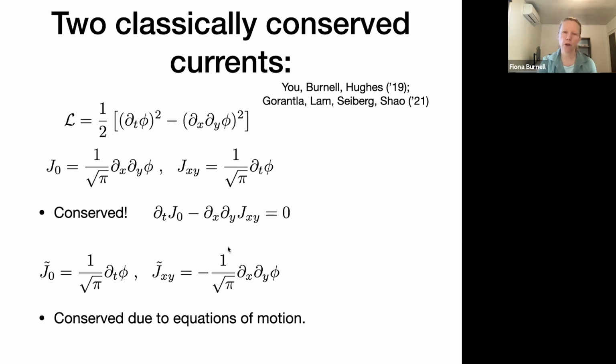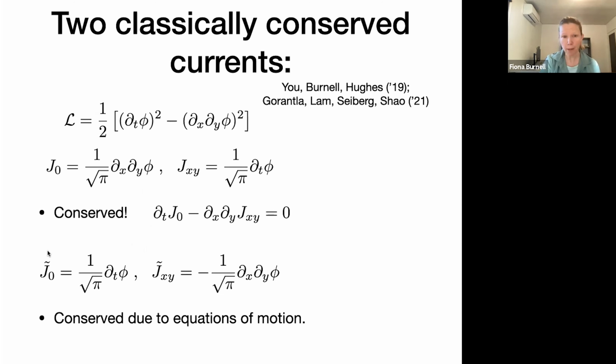By the way, this dt j0 minus dx dy jxy is the appropriate current conservation law when we talk about these currents that couple to the gauge field appropriate to these systems, which is called a symmetric tensor higher rank gauge field. Let me not dwell on that, but just for people who haven't seen this before, this is a different current conservation law, but it is the one that's appropriate to systems with this kind of symmetry.